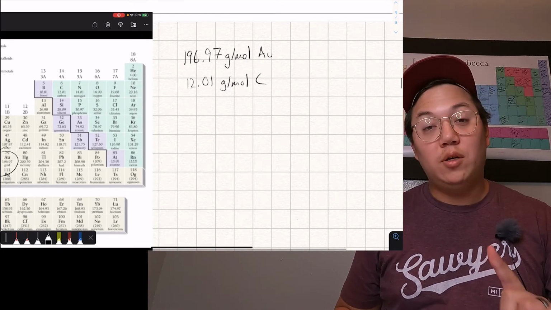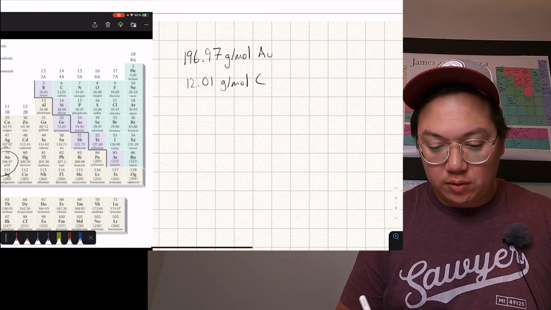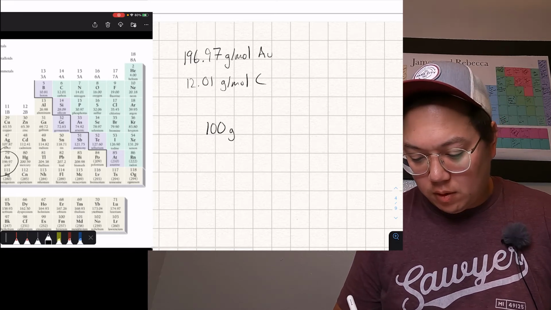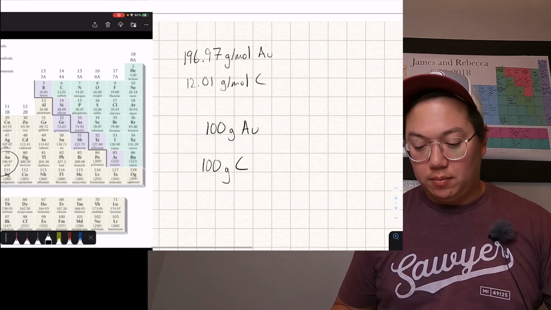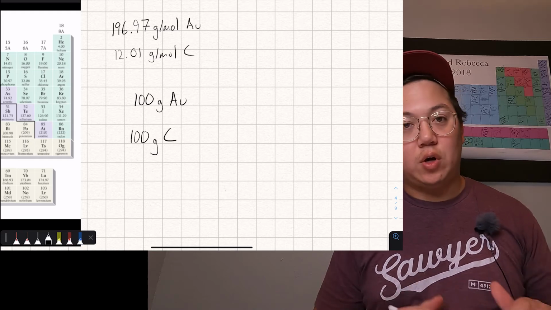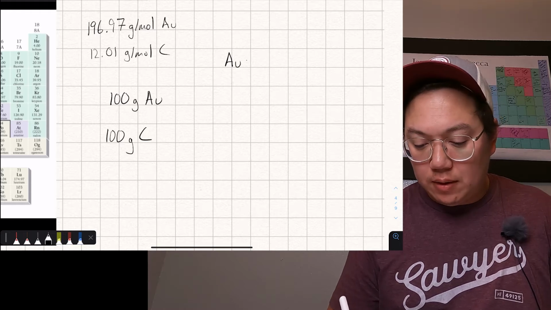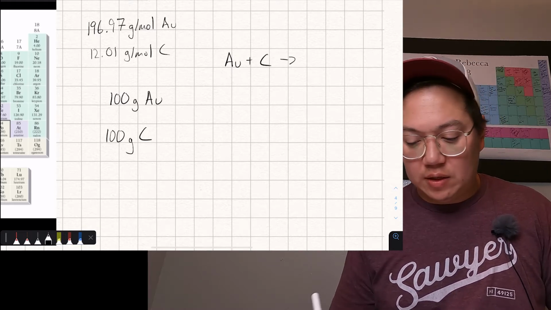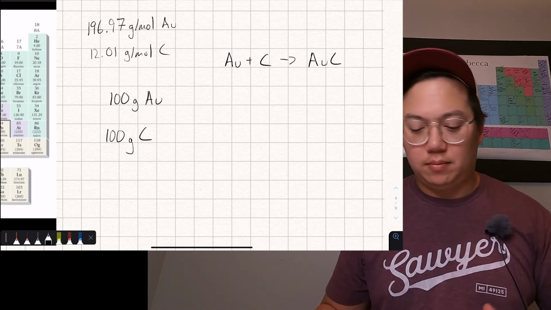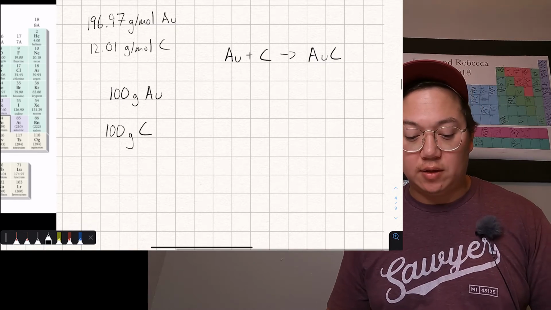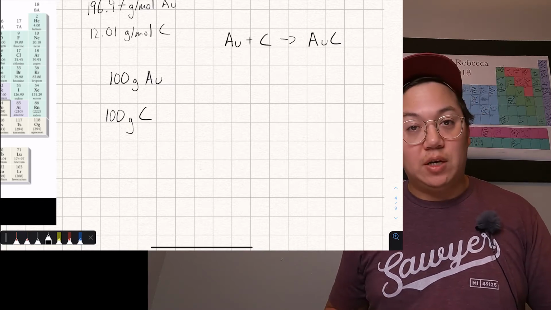So if we had 1 gram, let's do more than that. Let's do 100 grams of each of these. So if we have 100 grams of gold, and we have 100 grams of carbon. And let's say for whatever reason that gold and carbon will react, and let's just say it's Au plus C, just to make this really simple, goes to AuC, which is totally ridiculous reaction, but just for the sake of this, which of these is going to be the limiting reagent if we have 100 grams of each?